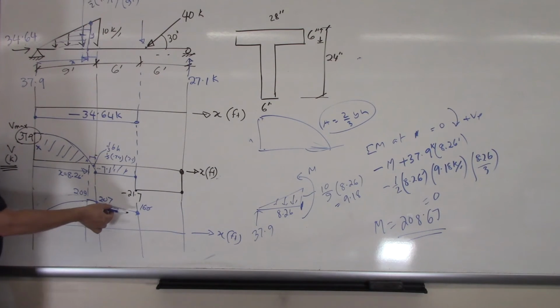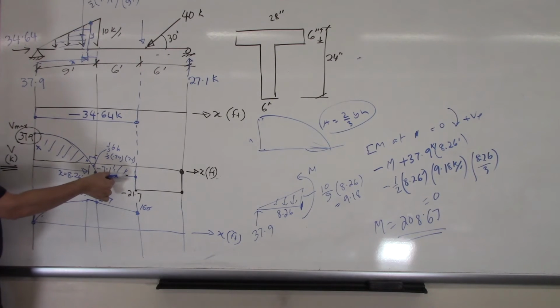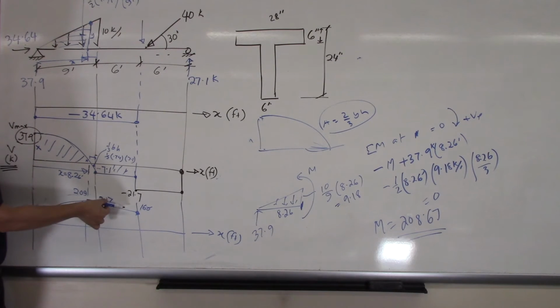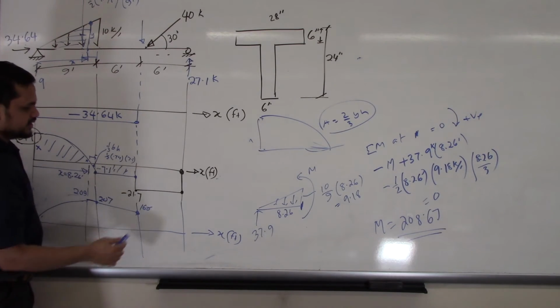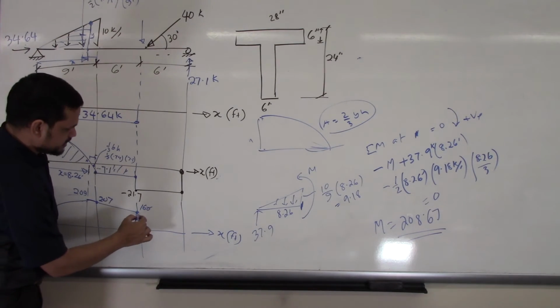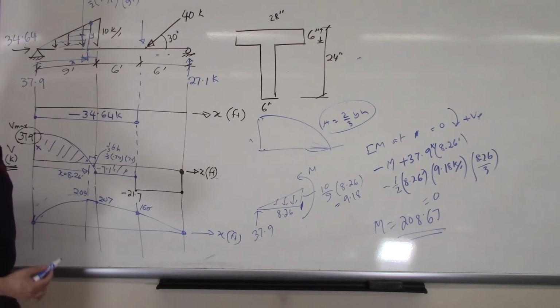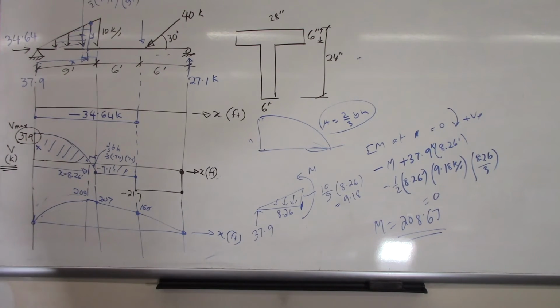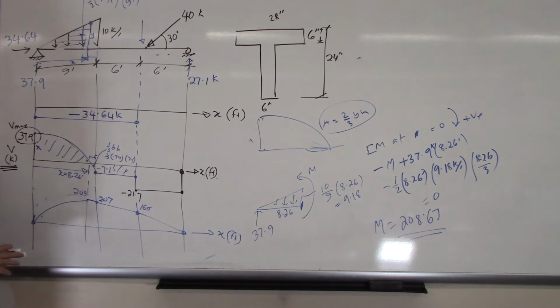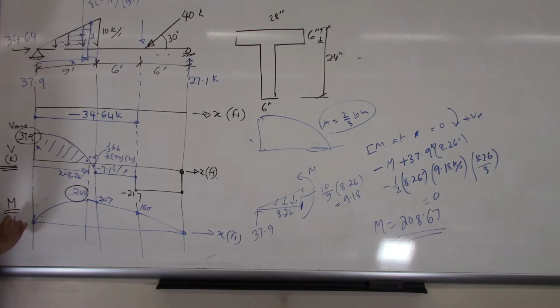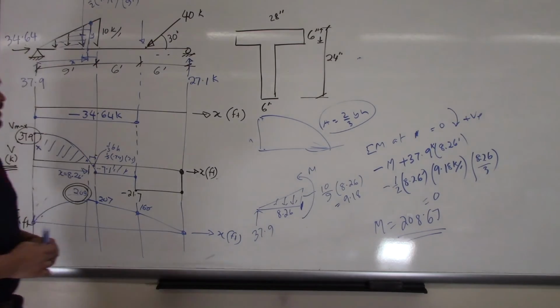Now this is a straight line. Why? This value is negative, constant. Slope here negative, constant. Then this one will bring me here. Now we are not concerned about the whole diagram, just the maximum moment. But still I finished it. So maximum moment here is this. This is the moment diagram in terms of cubic feet. So maximum moment is 209.